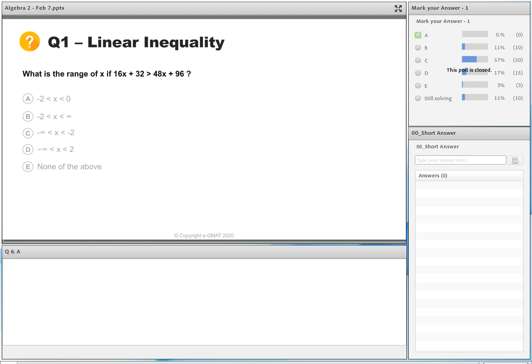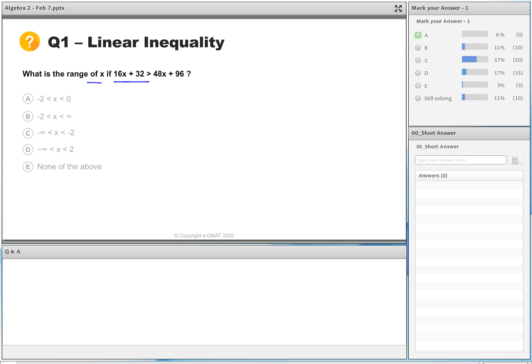I see no one marking choice A, which is really great. 11% of you have marked choice B, 57% of you have marked choice C, and another 17% of you have marked choice D. So a very easy question. What is the range of x if 16x plus 32 is greater than 48x plus 96?